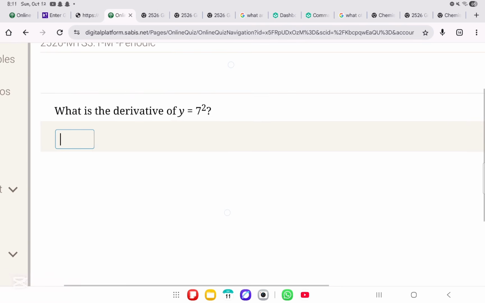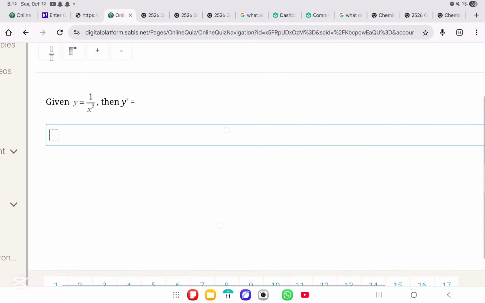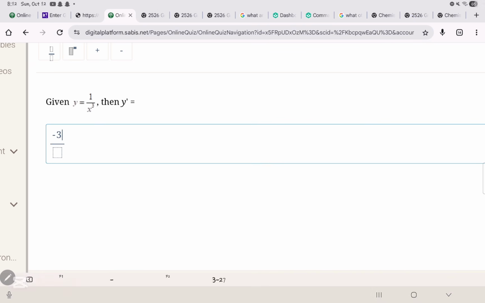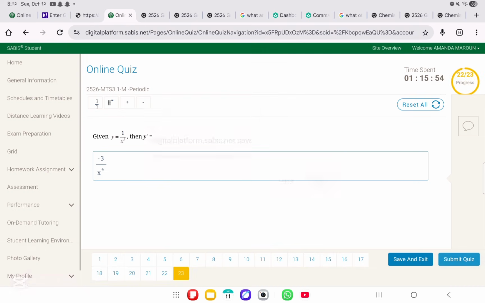The derivative of any number that does not have a variable is 0, always. Now they want us to find the derivative of this. So bring it up, it would be x to the power of minus 3. So minus 3x to the power of minus 4. So then it would be minus 3 over x to the power of 4. Let's submit, and hopefully we don't have any mistakes. Perfect, thank God we don't have any mistakes.